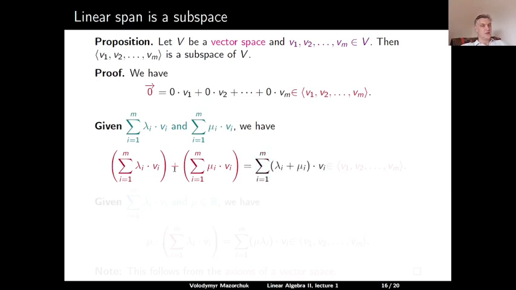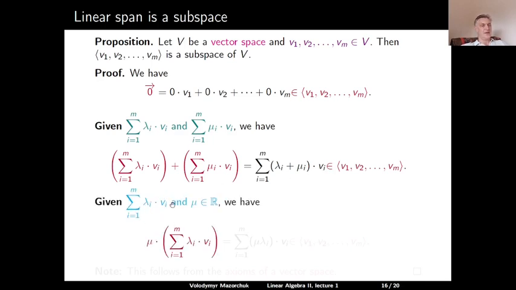Using the axioms of the vector space, we can rearrange summands and then use distributivity to rewrite this as a sum over all i from 1 to m, vi times the coefficient lambda i plus mu i. And this is manifestly a linear combination of our elements, and so it belongs to our linear span.